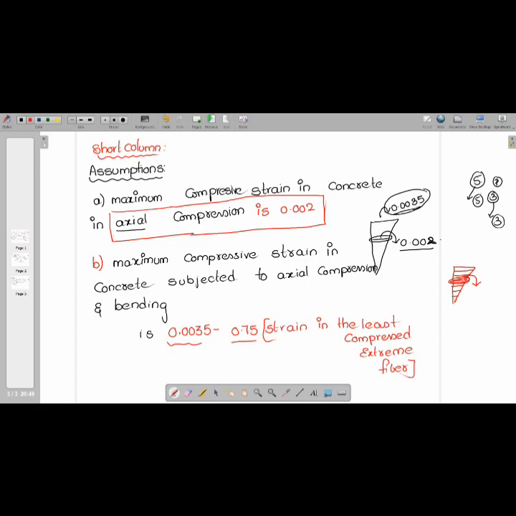So please remember this, students. The minimum eccentricity is unsupported length upon 500 plus least lateral dimension by 30. Okay.